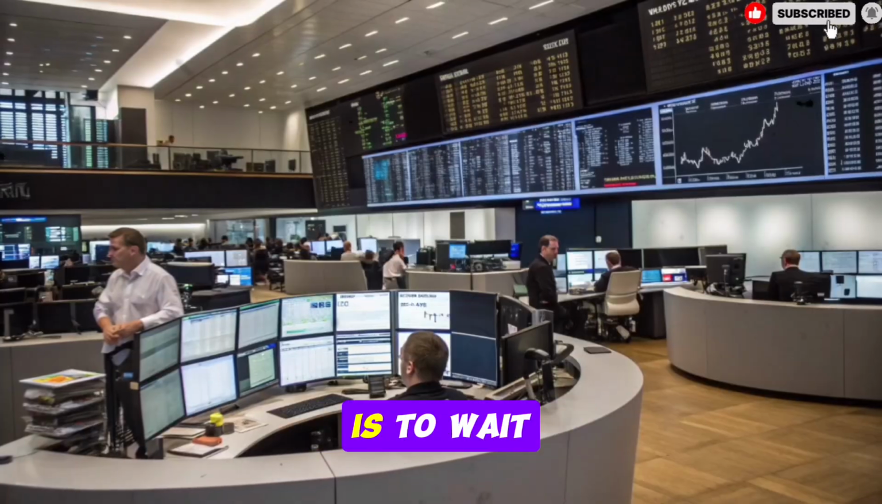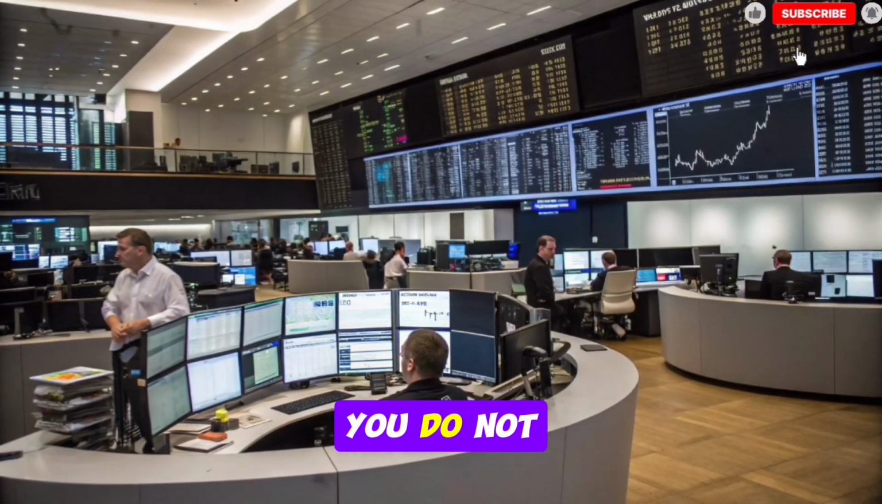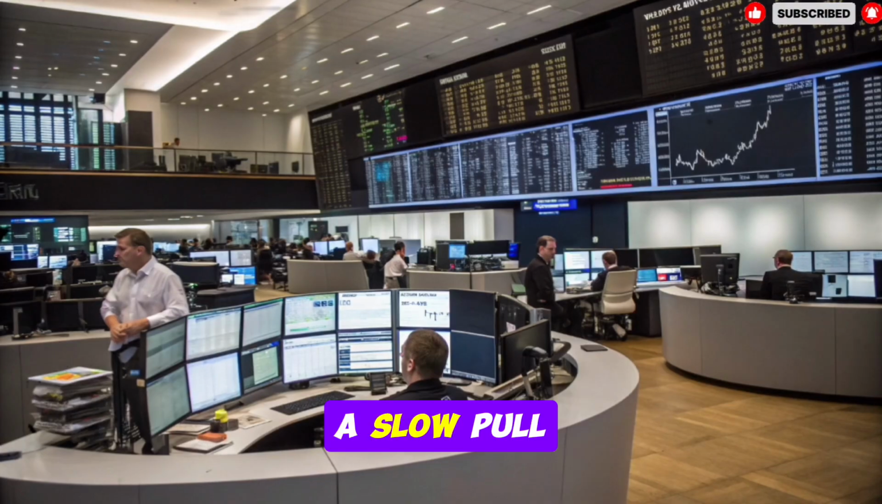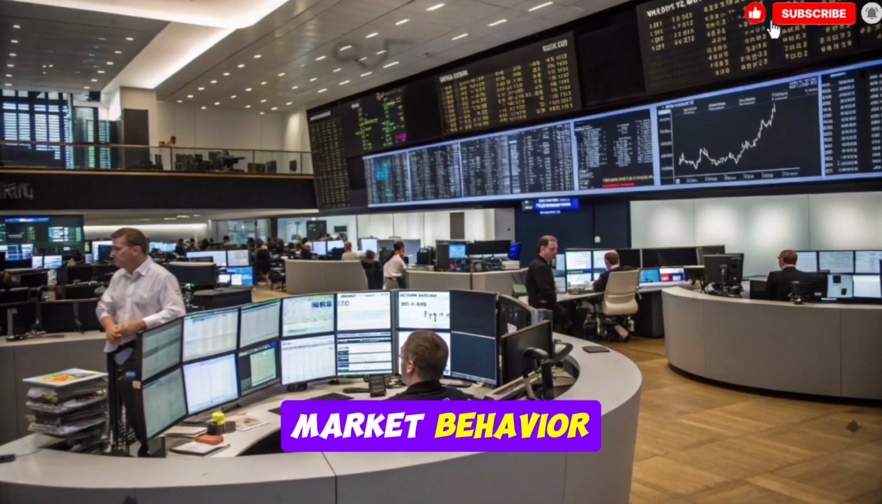The fourth rule is to wait for a slow pullback. You do not want price to crash back aggressively into your zone. A slow pullback shows healthy market behavior and increases the probability of continuation.